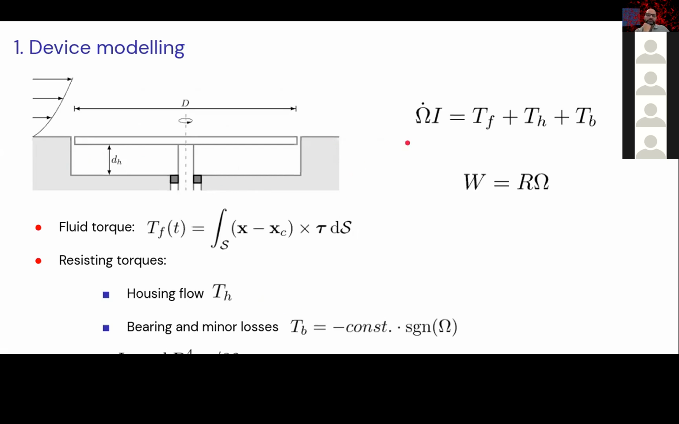And then we have minor losses. The more important one is the bearing, which obviously has some friction, but is orders of magnitude smaller in all cases considered than the housing flow, which is the most important source of friction. The disk has an inertia. The disk inertia is proportional to the disk solid density.